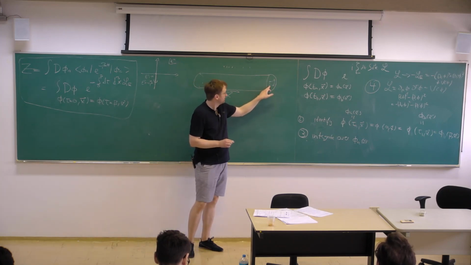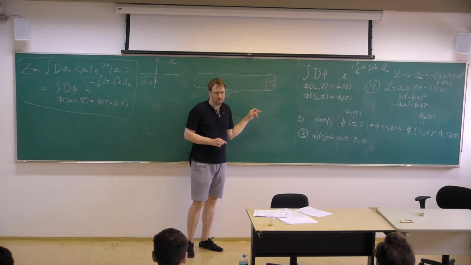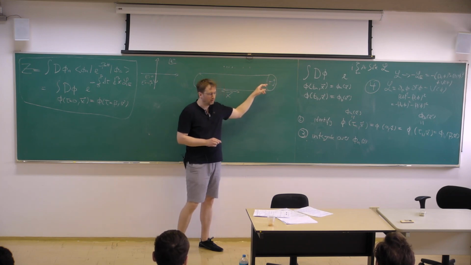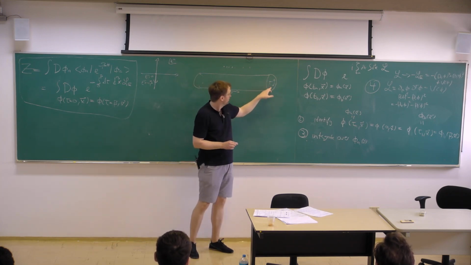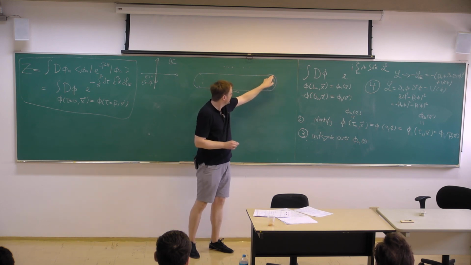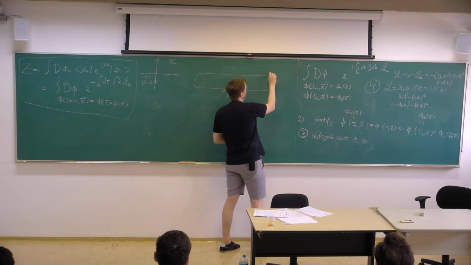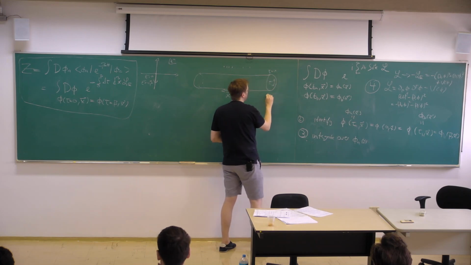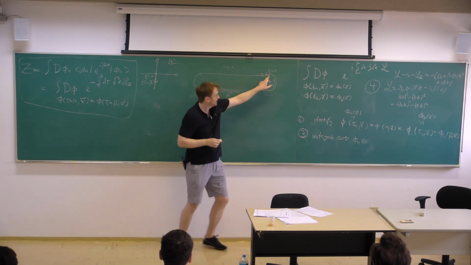And this is compactified. So my field theory now lives on this, because I'm imposing cyclic boundary conditions, right? So if I go from 0 to beta, I start at tau equal 0 here, and then I go around until tau equal beta, and they have to be the same, right?